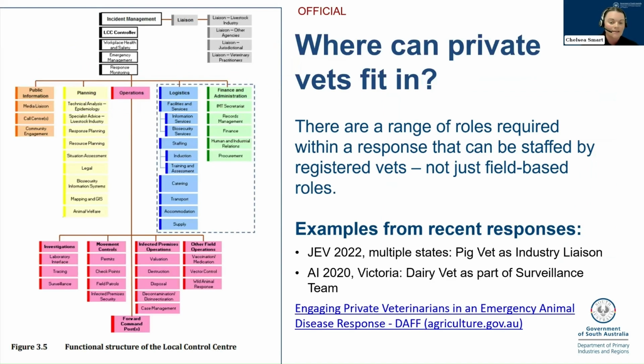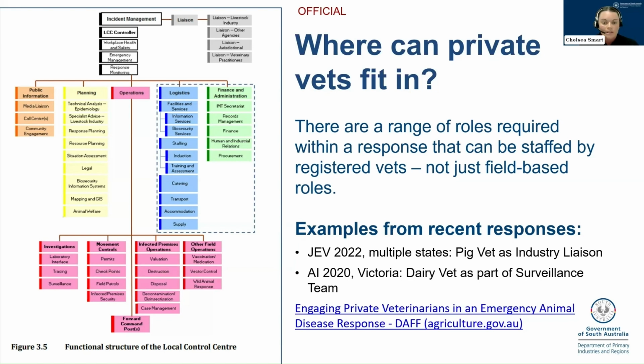So as I mentioned, there are standard structures employed during a response, and this means that everybody is working in an assigned role with clear duties, and they work in a coordinated way. An example of this structure is shown on this slide. This one's called a local control centre, and this might be set up in a region and staff might be deployed from there to carry out field work or operations work. Operations are the pink coloured roles, and this might be what you think of when you think about being a vet and working in a response. But you'll notice that there's lots of roles that aren't pink as well, and these are captured within different functions.